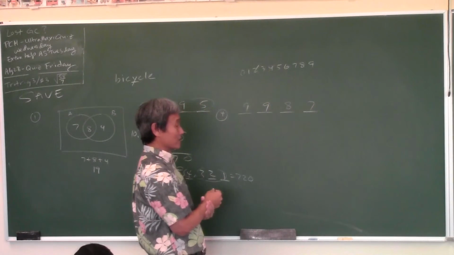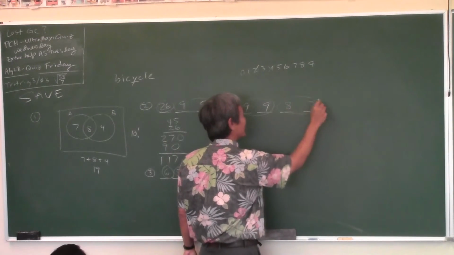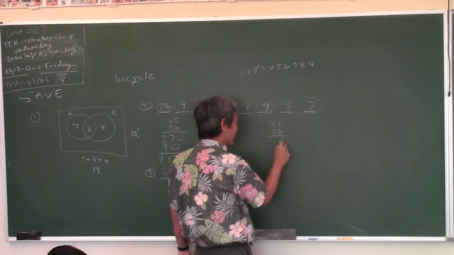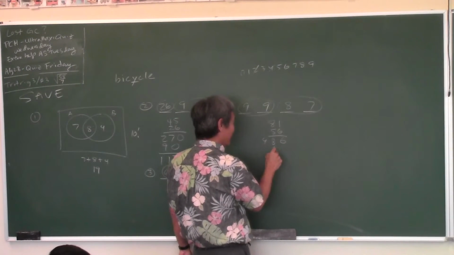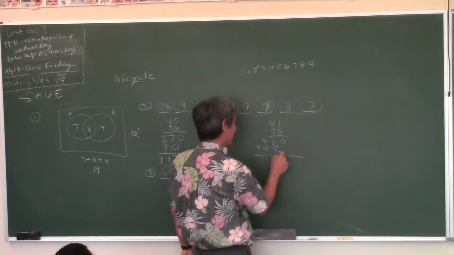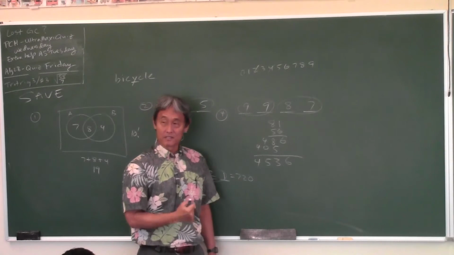And for some of you, this is the hardest part of the problem, right? 81 times 56. That's the way I would do it. I don't know how you guys do it. 648, 540. Woo! 6, 3 carry 1. So 4536 is your answer. Yeah, just leave it there.